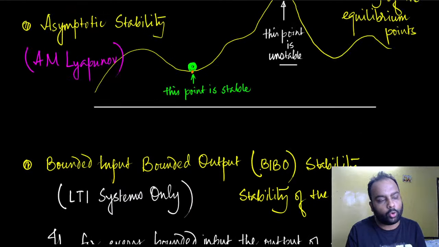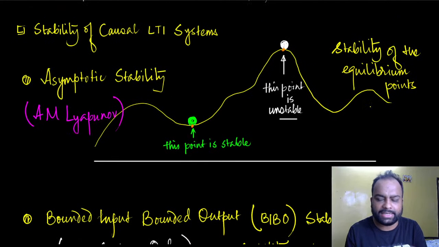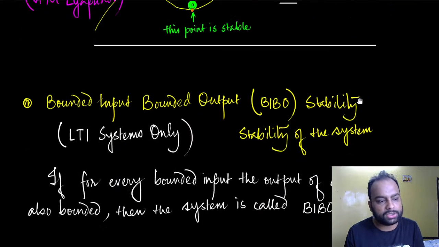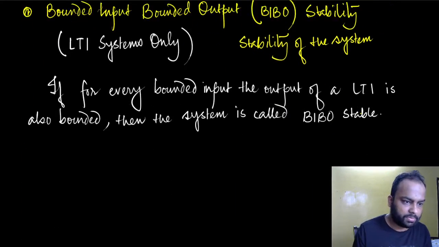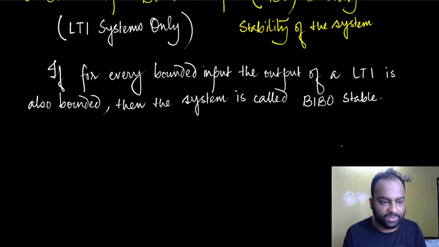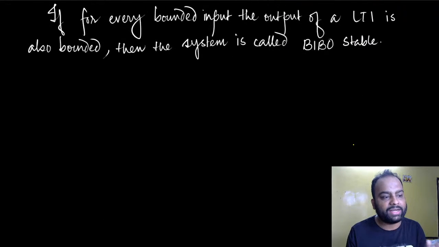But again, if you don't understand these equilibrium points and so on, you don't have to right now, because this is kind of beyond the scope of this particular course. But you have to understand the definition of BIBO stability. In the definition of BIBO stability, this is what I'm saying.